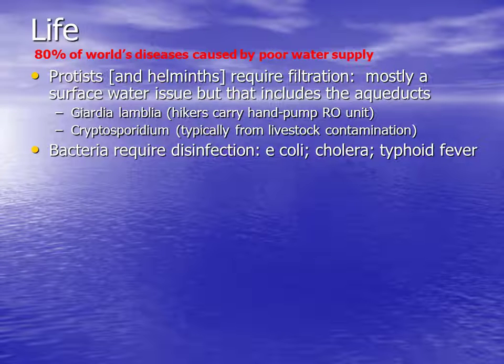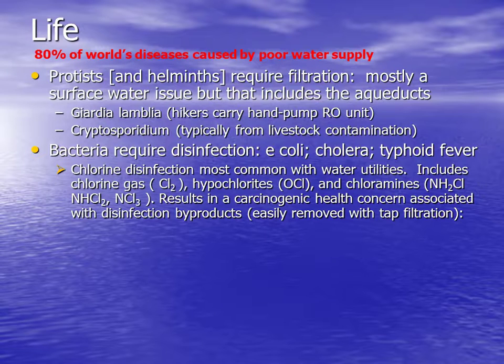And then, of course, there's bacteria, which require disinfection. The most common, or historically the worst ones that we've had outbreaks in this country with, are E. coli, cholera, the famous cholera epidemic in Chicago in 1888, typhoid fever. And the disinfection is usually chlorine disinfection. That's what's most commonly used with the water utilities. And that includes chlorine gas, hypochlorites, and chloramine, which is basically ammonia molecule with a halogen slapped on chlorine.